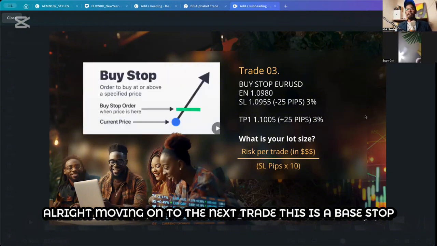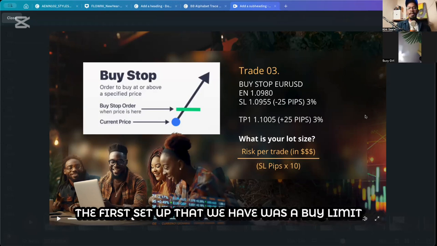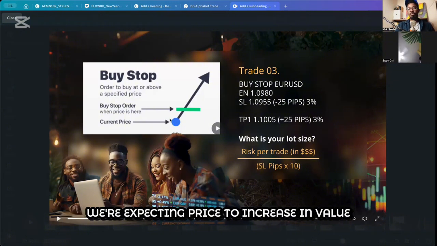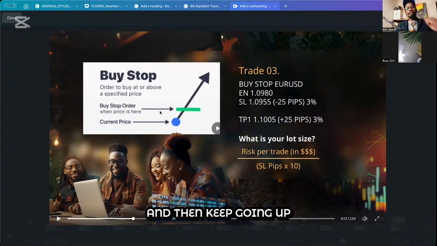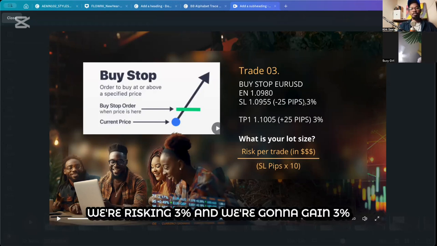This is a buy stop. The first setup that we had was a buy limit. This is a buy stop. The blue dot is our current price. We're expecting price to increase in value and then keep going up. On this trade, we're risking 3% and we're going to gain 3%.